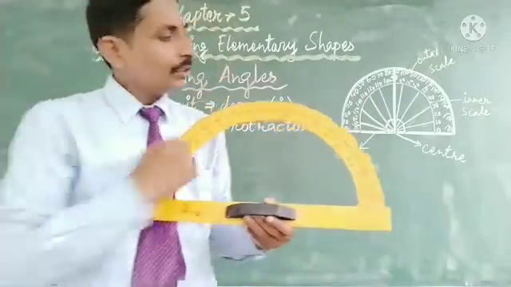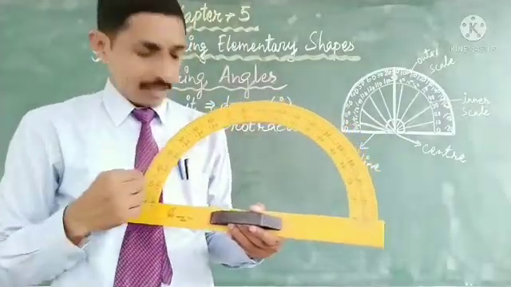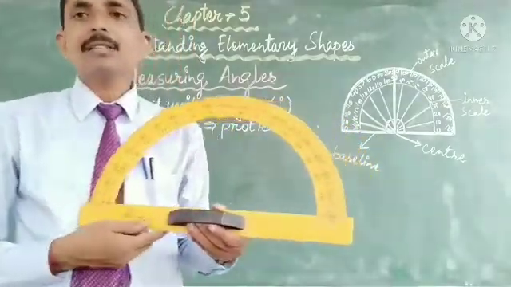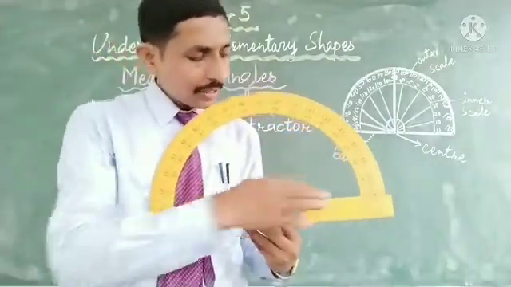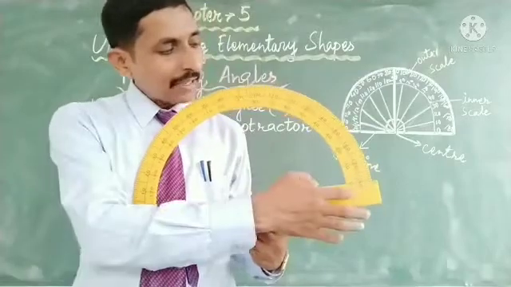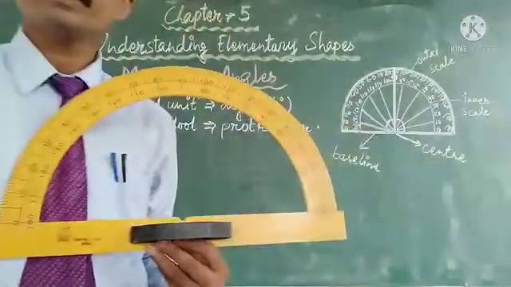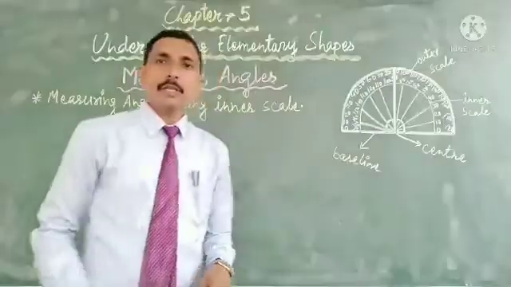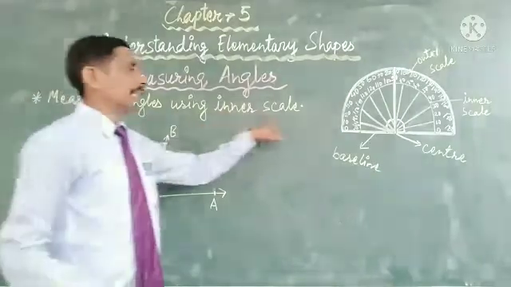So these two scales are used to measure angles, and the parts used in protractor are center, the baseline, and inner scale and outer scale. Okay students, now we will learn measuring angles using inner scale.